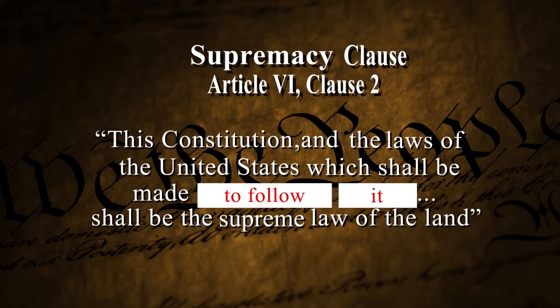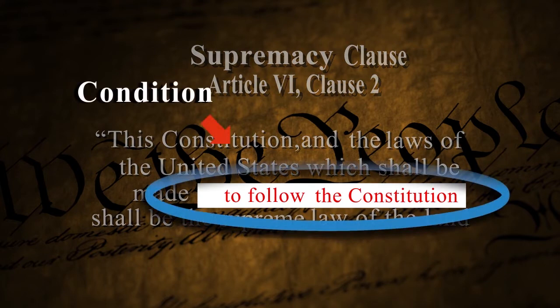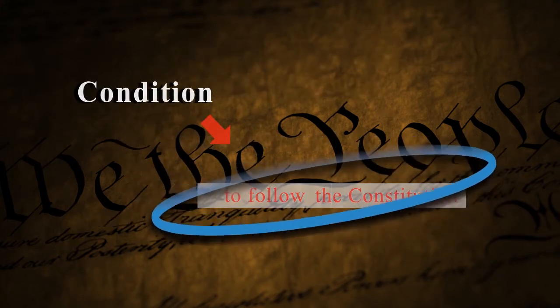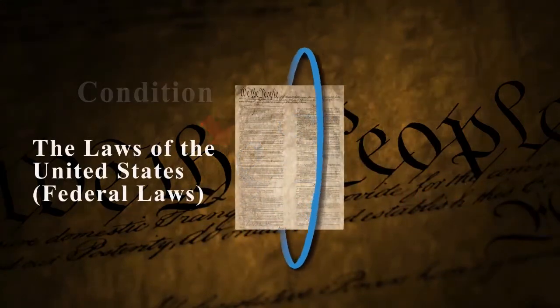To follow it. What's it? Obviously, it's referring to the Constitution, right? So let's put that in there. This Constitution and the laws of the United States that shall be made to follow the Constitution shall be the supreme law of the land. So clearly, the laws of the United States, the federal laws, in order to become the supreme law of the land, what do they have to do? They have to follow the Constitution. That's the condition that's made in order for them to become the supreme law of the land.